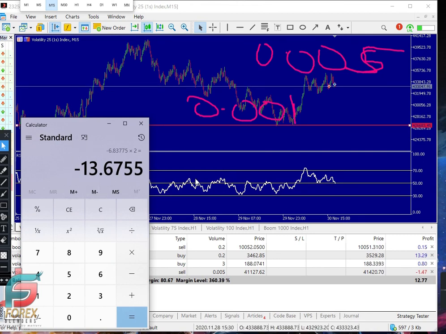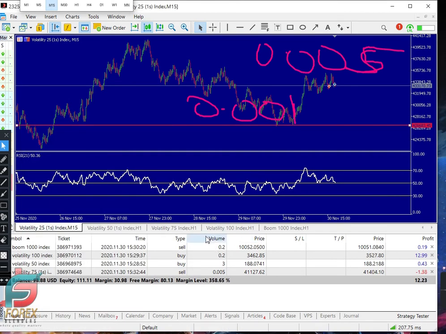But if the loss size is the minimum 0.01, like volatility 75, it will be harder for you to reduce the loss size. So you need to play along with the stop loss distance. But most of these indices, you can reduce them. Like volatility 50, you can reduce up to 0.001. Volatility 100, you can reduce up to 0.01. Boom 1000, you can reduce up to 0.01. And so many others can also be reduced.